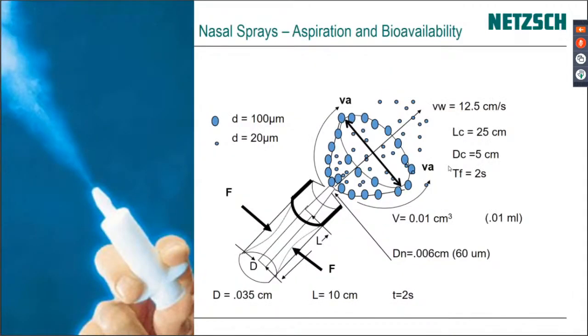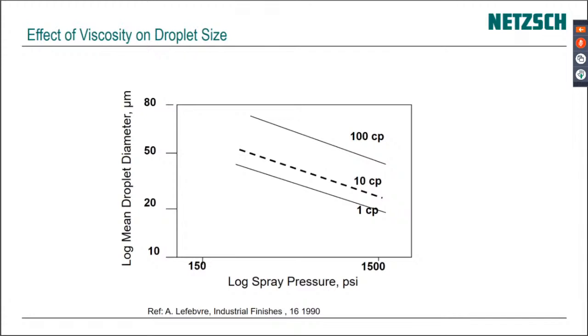Now, another application would be things like nasal sprays or inhalers, and we want to see the aspiration and bioavailability of that drug. Now, there's quite a lot of math involved with this, and I don't want to take you through it all, but if you know the flow rate and you know the diameter of the aperture, the rheology will relate directly to the particle size.